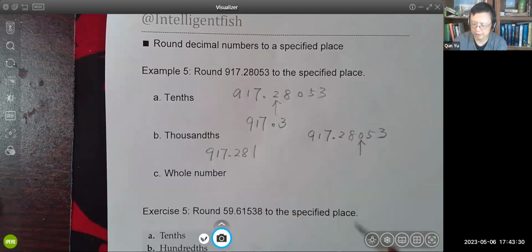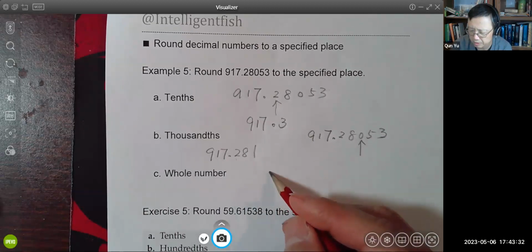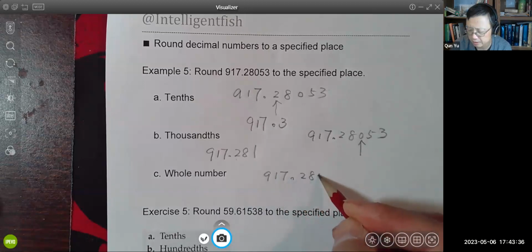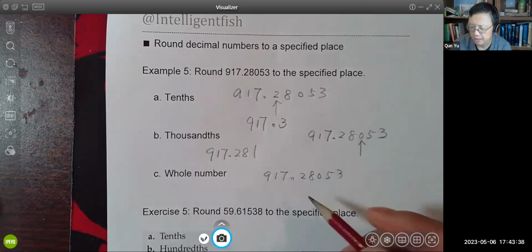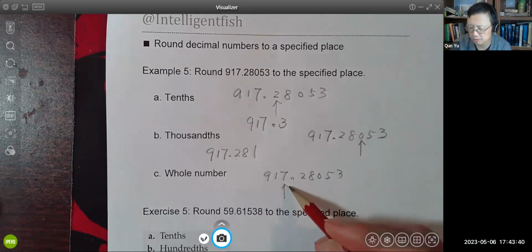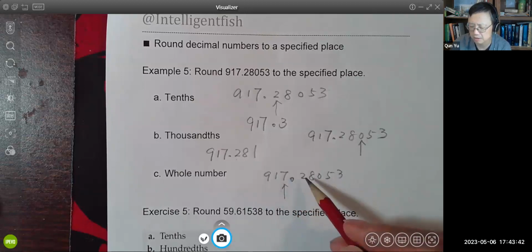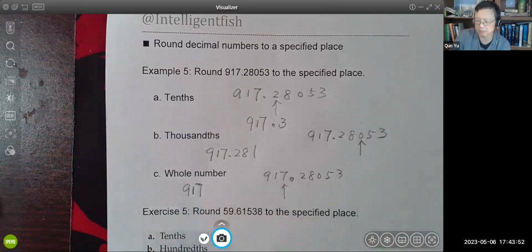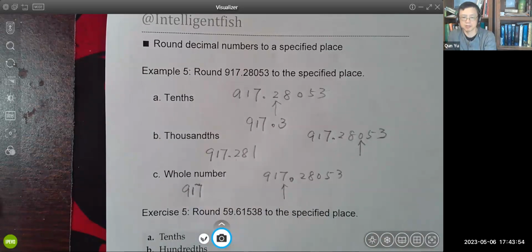The last one, we want to round it to a whole number. 917.28053. And this is the first digit of the whole number. We look at the digit to the right, which is smaller than 5. We simply truncate it. So the result is 917. We don't have any decimal digits because we rounded to a whole number.